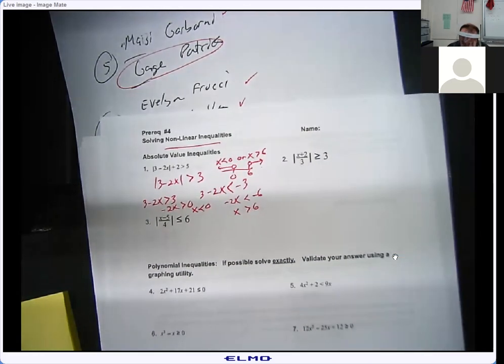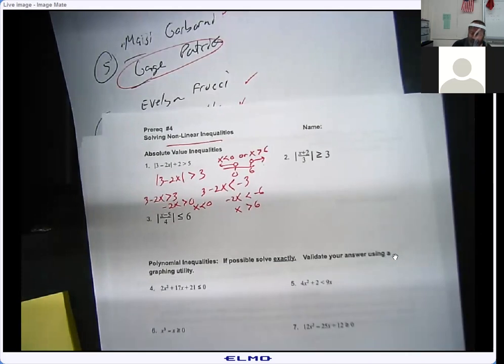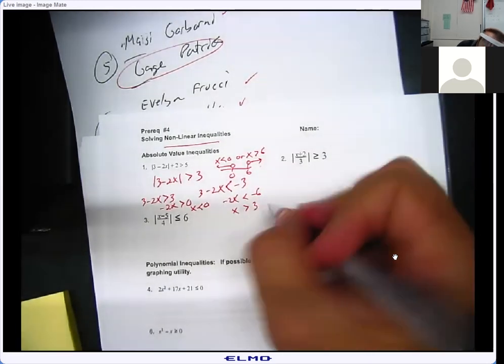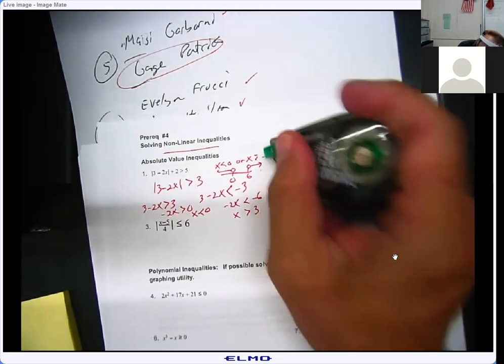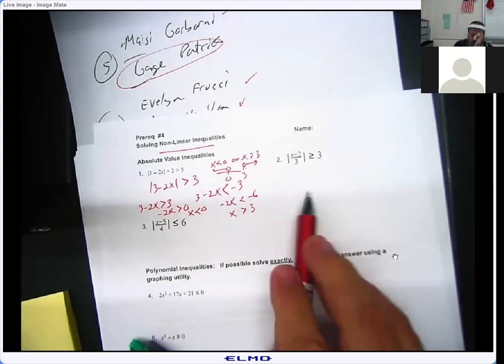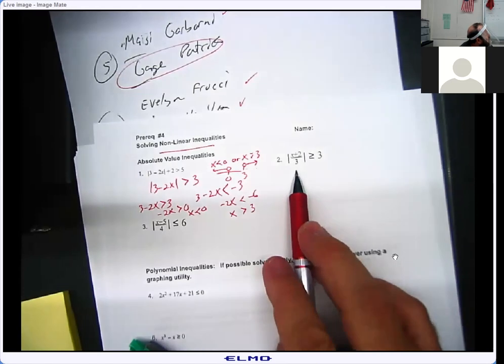Did I mess up? It is 3. Thank you so much. Let me fix that. Thank you. I divided, but I wasn't paying attention. That's going to be a 3 there, here, and here. Good. All right. So can you guys do me a favor and check out number 2? Can you do the same thing?